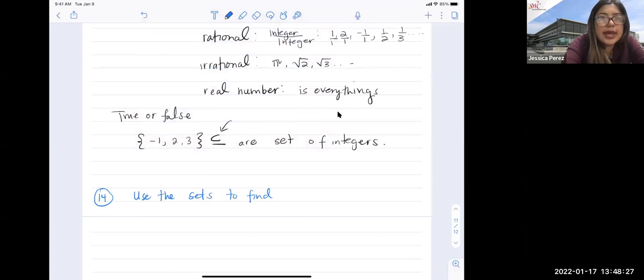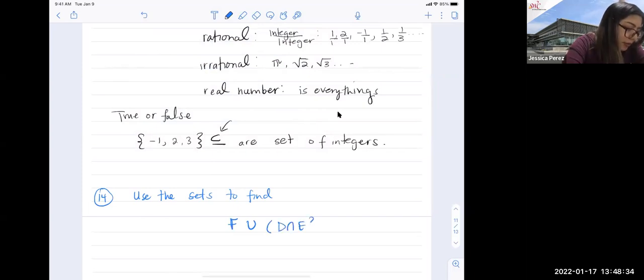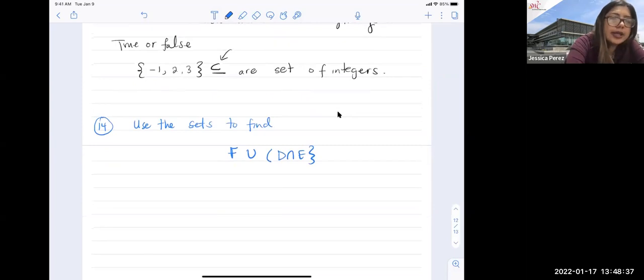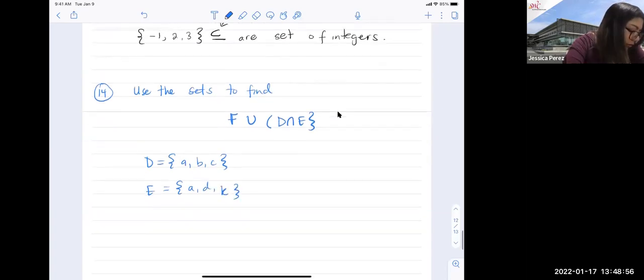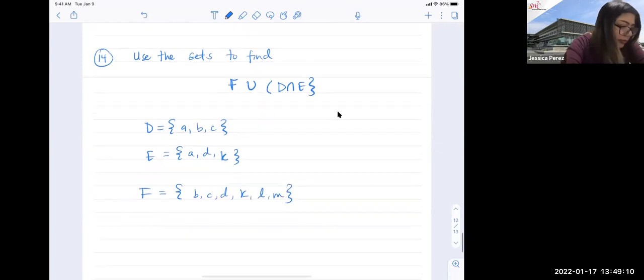so let's say I have F or D intersect with E. And let's say that I give you the set D to be A, B, and C. And let me say that E is A, D, and K, and F is B, C, D, K, L, M. Let's say we have this. So we want to find this.